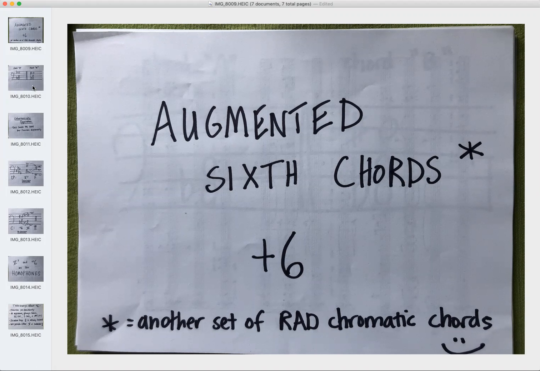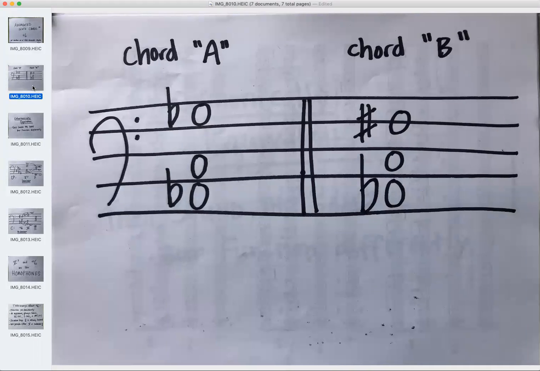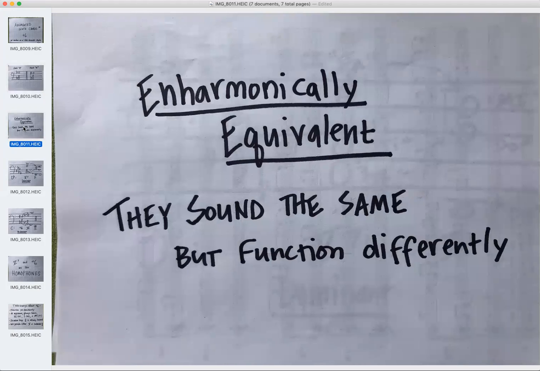We're going to start with the mystery novel approach. Chord A and chord B. Check it out. Chord A sounds like this. Chord B sounds like this. Whoa. They sound the same, but they look different, right? What do we call that? They're enharmonically equivalent, meaning they sound the same, but function differently, and they're spelled differently.